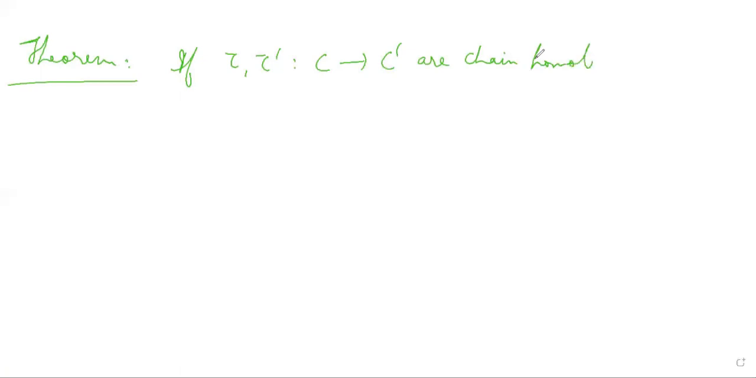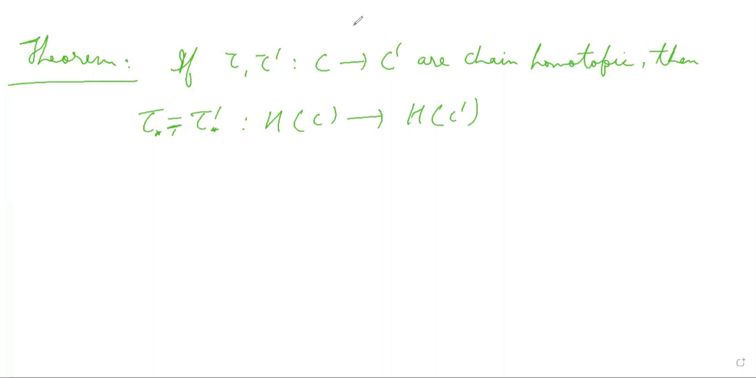Next, we have the following theorem. If tau and tau prime from C to C prime are chain homotopic, then tau star, the homomorphism induced by tau, and tau prime star from H(C) to H(C prime), they are equal. So these two are equal.